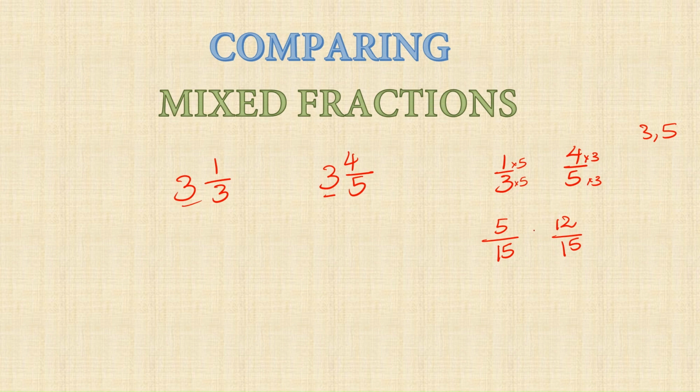So 12 upon 15 is greater than 5 upon 15. So here we can write 12 upon 15 means 4 upon 5, and 4 upon 5 is there in this particular mixed fraction. So this mixed fraction is greater.